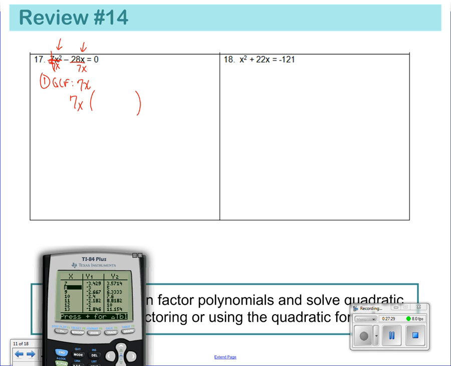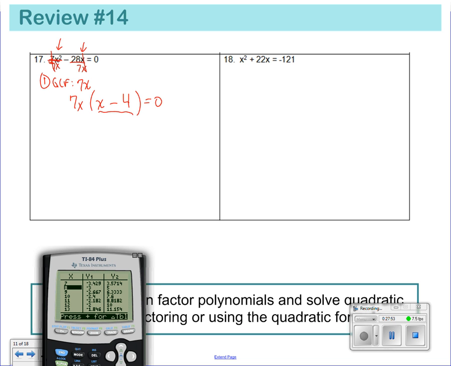7 divided by 7 is 1. X squared divided by x is x. Minus 28 divided by 7 is going to be 4. And then your x's cancel each other out. Still equal to 0. Notice inside my parentheses we don't have any more x squared terms, so there's nothing else to factor. This is already in complete factored form.